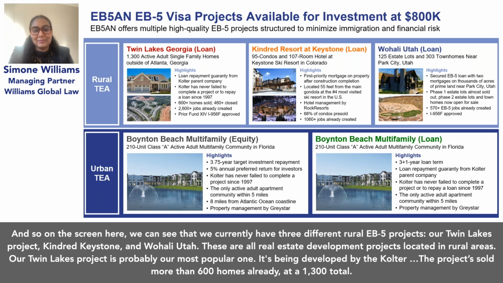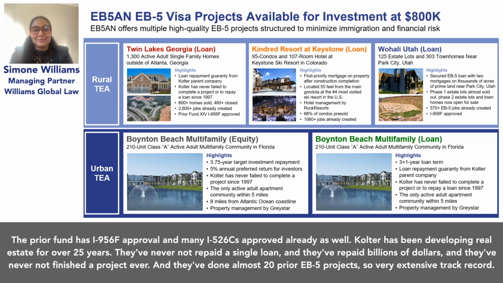These are all real estate development projects located in rural areas. Our Twin Lakes project is probably our most popular one. It's being developed by the Coulter. The project sold more than 600 homes already out of 1,300 total. The prior fund has a 956F approval and many I-526Cs approved already as well. Coulter has been developing real estate for over 25 years. They've never not repaid a single loan, and they've repaid billions of dollars, and they've never not finished a project ever. And they've done almost 20 prior EB-5 projects, so a very extensive track record.